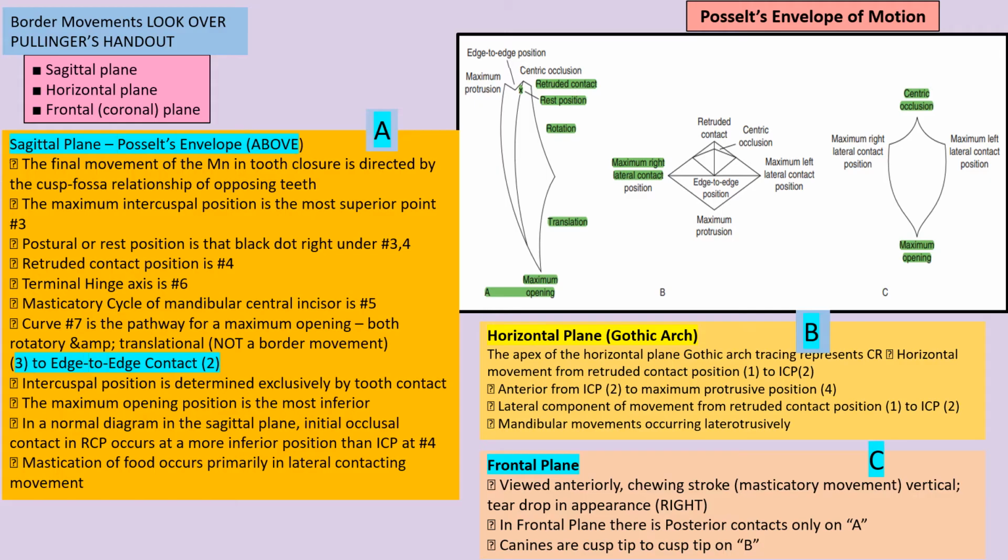But you have to ask him to come to edge and then go to maximum right and maximum left. And both from maximum right and maximum left, ask him to protrude his mandible to the maximum. That's how you do the second arch tracing.